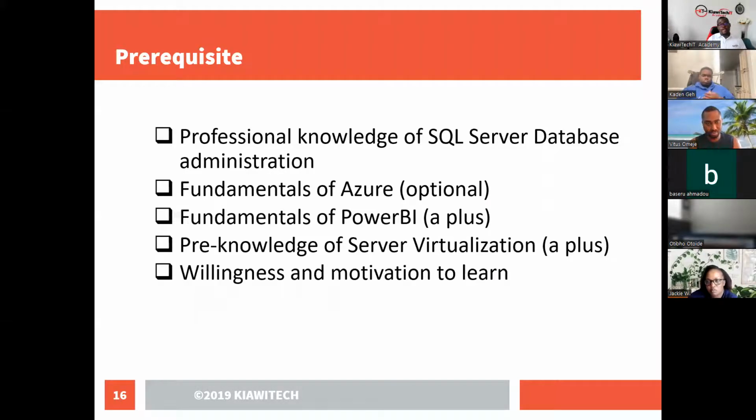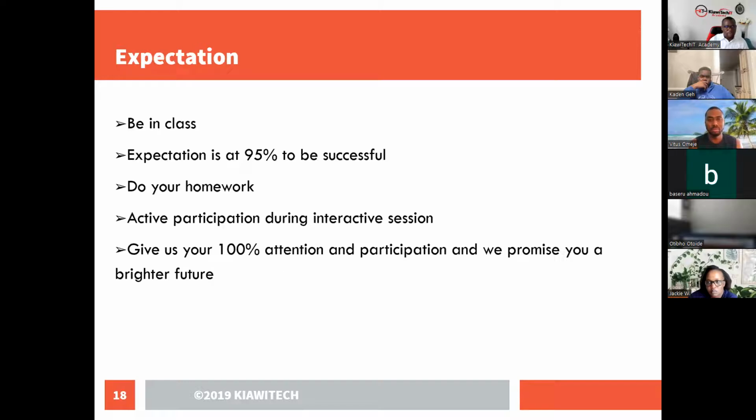So what you're going to realize in this training is that there's also going to be a lot of tilt towards that as well. But at least any of this field where I've done fundamentals of Azure, Power BI, prerequisite, and virtualization, understanding what virtual machines are all about, or just the willingness to learn. Just bring that willingness and motivation that you want to learn, and we will help you in the whole process.